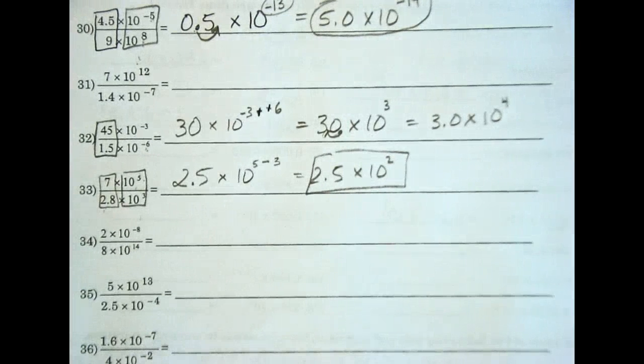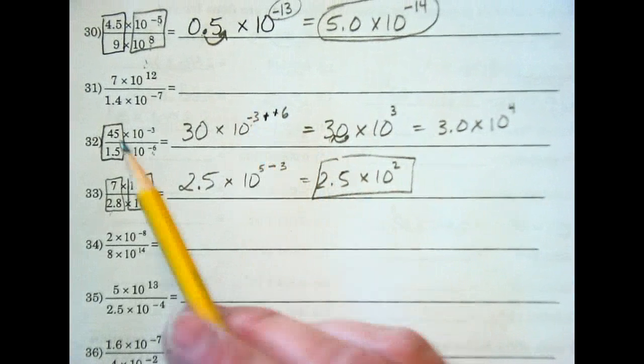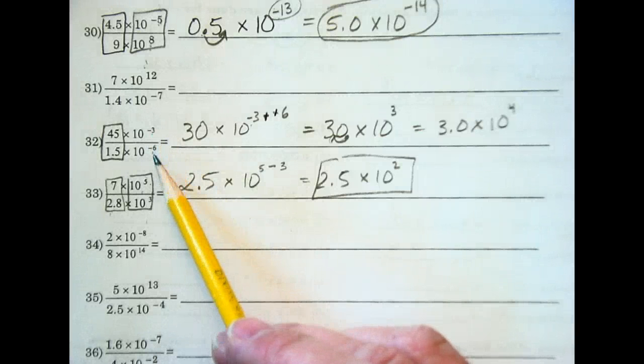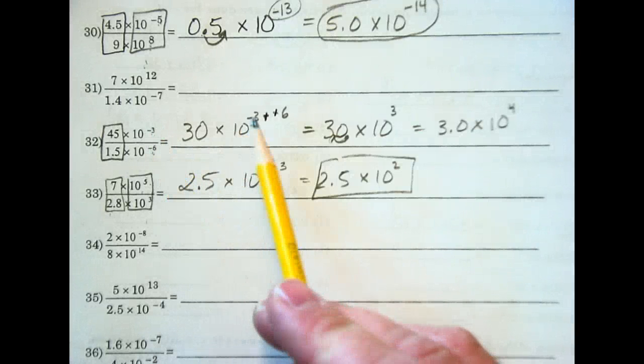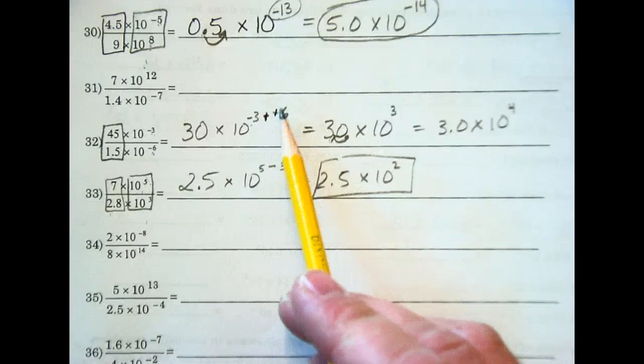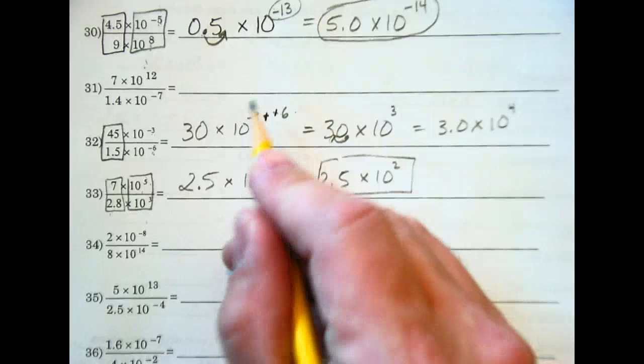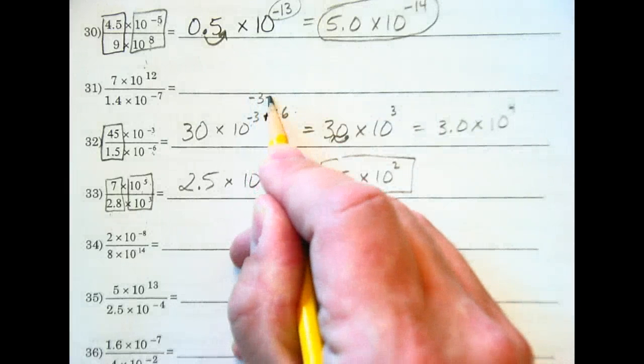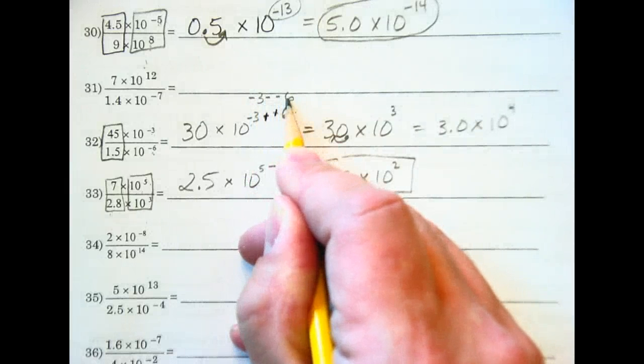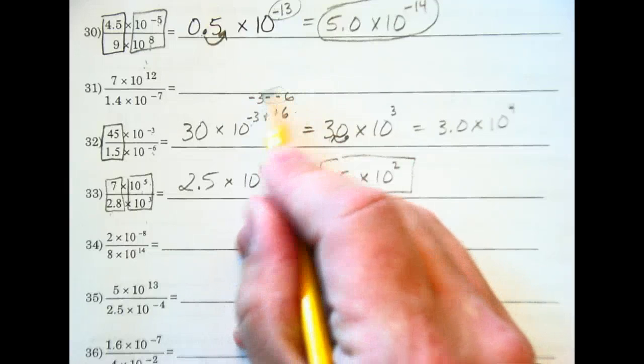Okay, so you're talking right here? Yeah, you subtract the top from the bottom, or you subtract the bottom from the top. So it's negative 3 minus negative 6. That's not negative 9. Negative 3 minus negative 6. Two negatives next to each other makes a positive.